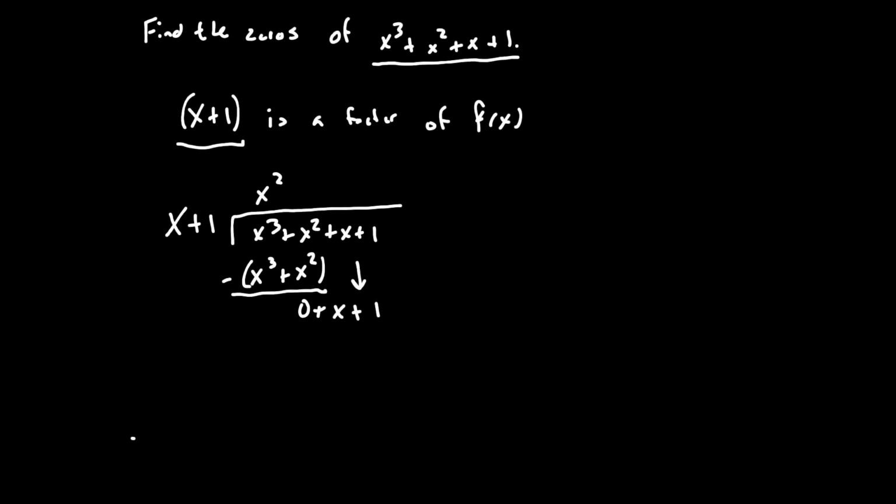And we want to get rid of the x, so we multiply it by 1. We get an x plus 1. Again, subtracting the two terms, we get a 0. And what we see then is our x cubed plus x squared plus x plus 1 factors to be an x plus 1 times an x squared plus 1.